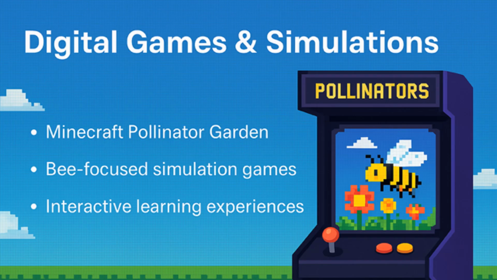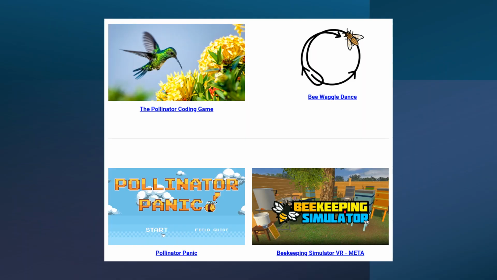Digital games immerse students in pollinator science. The bee simulator game lets them collect pollen and protect the hive. The Minecraft pollinator garden game allows students to design habitats. The 3D honeybee anatomy acts like a virtual lab, and activities like the waggle dance integrate ecology and communication. These games meet the ISTE learner and designer standards as students explore, experiment, and build authentic knowledge.